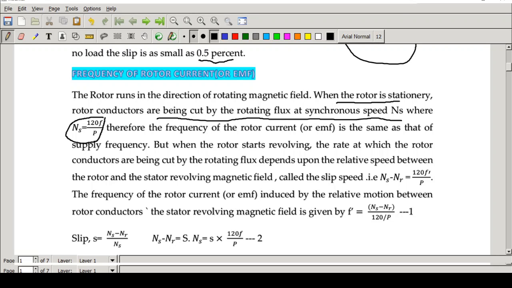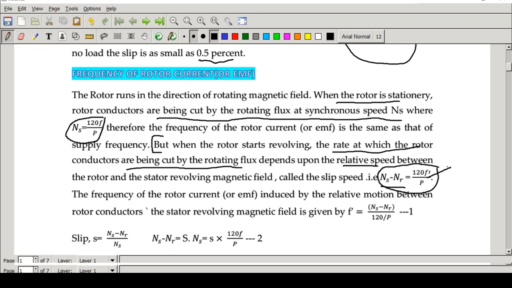Initially we considered the condition when the rotor is stationary, but now the rotor starts moving, so the speed is not the synchronous speed. We have to consider the relative speed, that is, Ns minus Nr. When the rotor starts revolving, the rate at which the rotor conductors are cut by the flux depends not on the synchronous speed but on the relative speed, Ns minus Nr. We can write the expression for this relative speed, Ns minus Nr, as 120f'/P. It is not f, it is f dash.